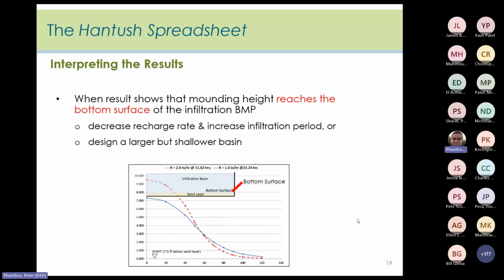Furthermore, if the mounding height just touches the bottom surface of the BMP, the recharge rate will also be slower than the design value for the vertical saturated soil hydraulic conductivity. When this happens, you can stretch the duration of infiltration period while decreasing the recharge rate, or you can spread the volume of runoff to be infiltrated over a larger area. When opting to increase the footprint, you'll be able to use a shallower depth. As shown in the figure, the bottom surface means the top of the sand layer in the case of a surface infiltration basin.